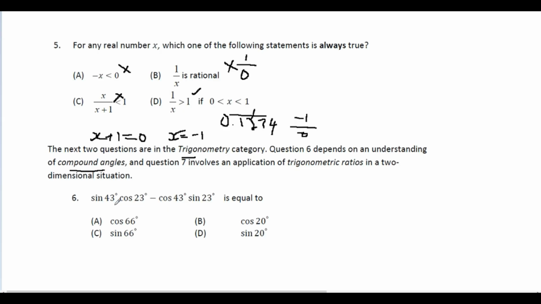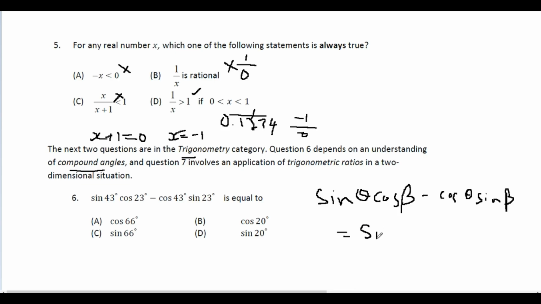Okay, so we have sine 43 degrees, cos 23 degrees, minus cos 43 sine 23. Okay, so it looks all complicated, but it's not. This over here is actually an identity. So if you notice, we have sine, let's call this theta, cos, sine theta, cos, another letter, beta, minus cos, sine beta.